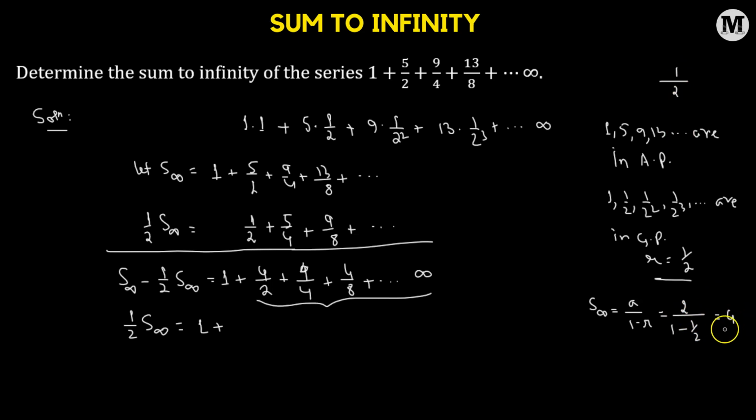So the sum to infinite terms of the geometric series comes out to be 4. That means half of S infinity equals 1 plus 4, that's 5. Multiplying 5 by 2, that's 10. So that means the sum is 10.